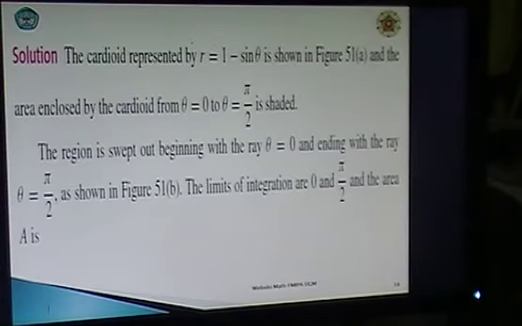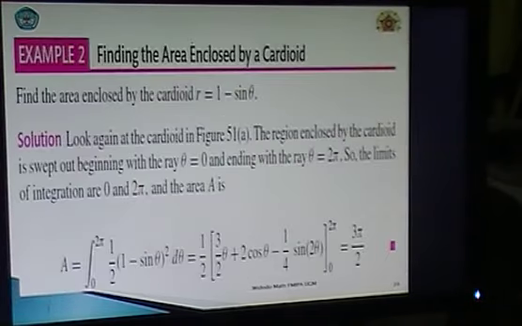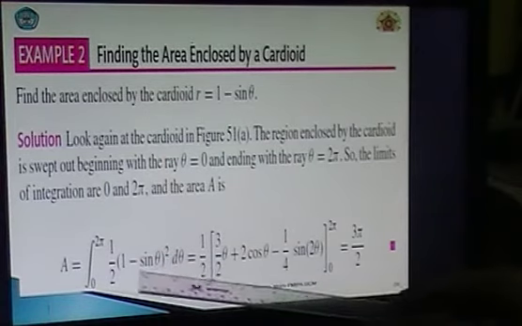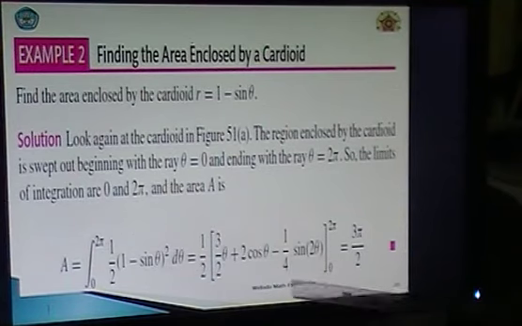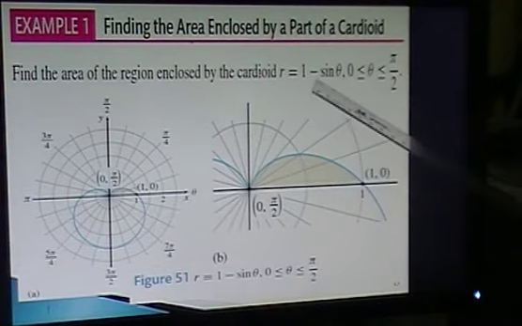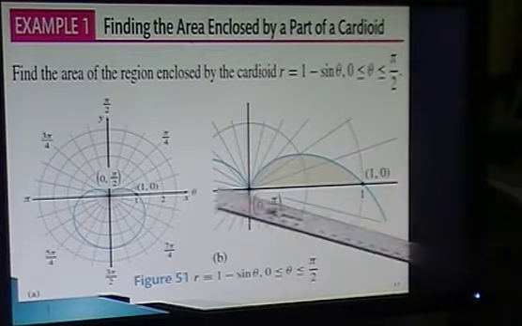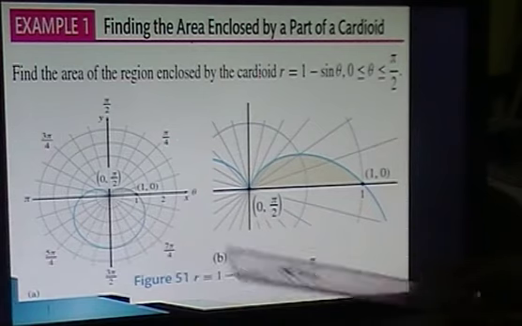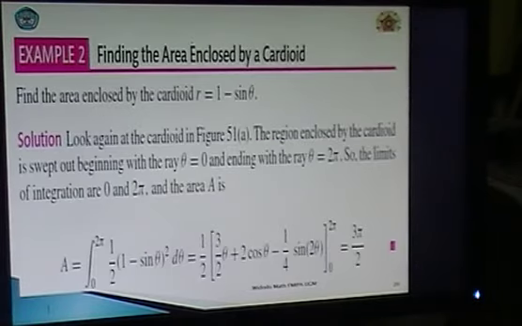So the integral becomes between 0 and 2 pi. And if you calculate carefully here, it is very easy to calculate, we have 3 pi divided by 2. So the conclusion is that the whole area of the cardioid r is equal to 1 minus sin theta, that means this all together, is equal to 3 pi divided by 2.